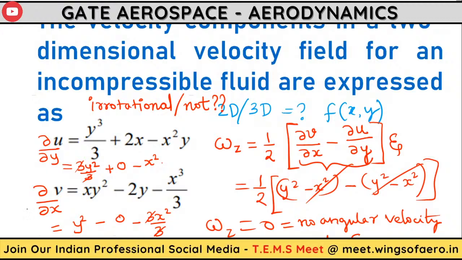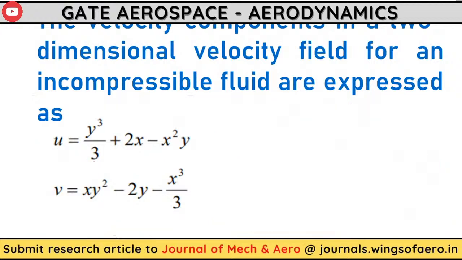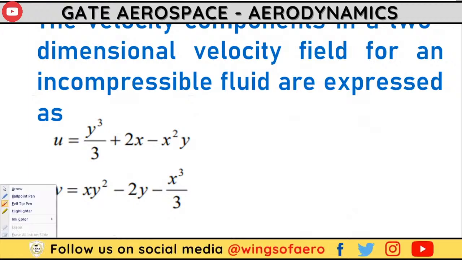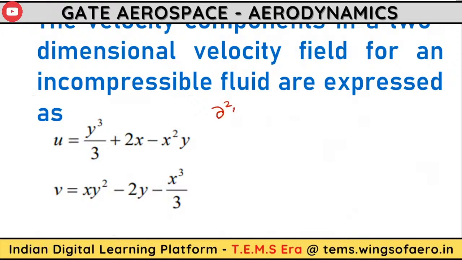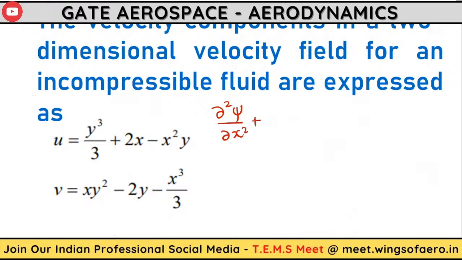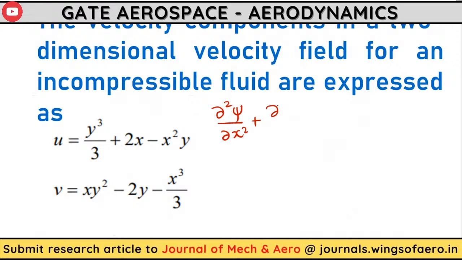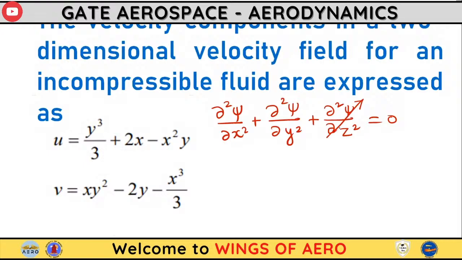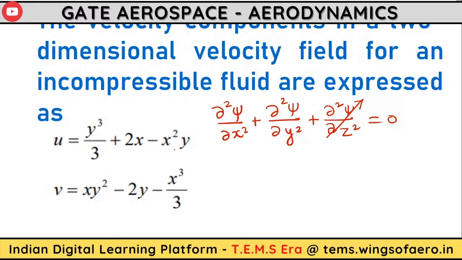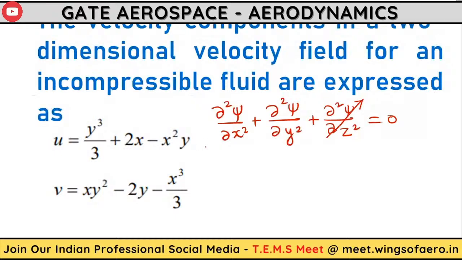Okay, you want to go in that way. Let me erase everything. All right. Now let me try in your way. You are talking about the Laplace equation, right? Del square phi by del x square plus del square phi by del y square plus del square phi by del z square equal to 0. Now z is not there, since it is a 2D flow, right?